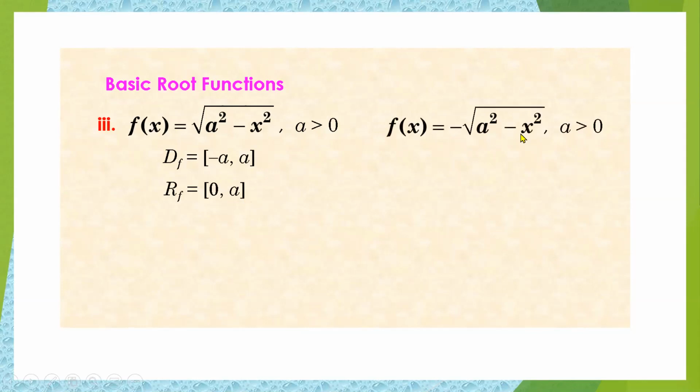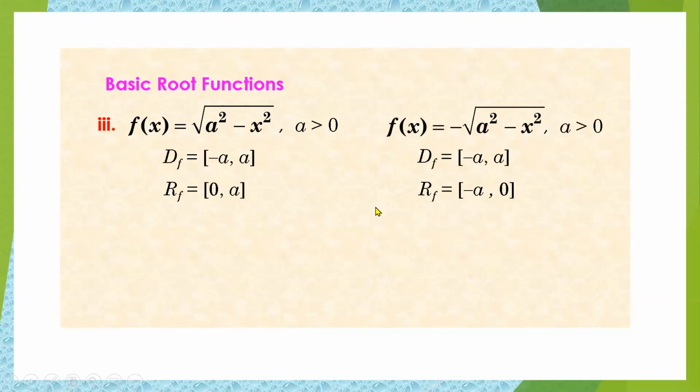F of x is negative square root. This is the lower part of the circle. Semicircle, lower part. So a here is actually the radius. Negative a to a. If this a squared is 4, the radius is 2. Negative 2 to 2, the domain. And the range, negative a to 0.